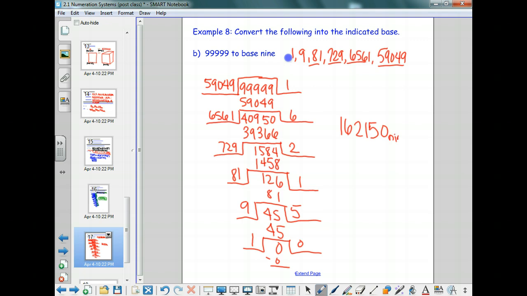Base 9. Make sure you have that subscript 9 on the bottom because otherwise it's understood to be base 10. It matters.